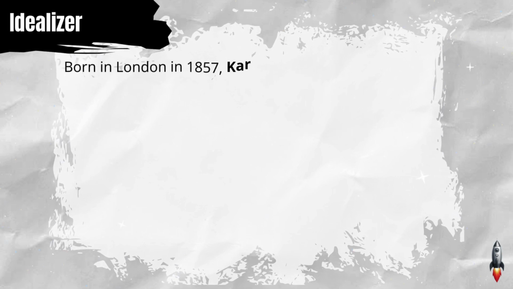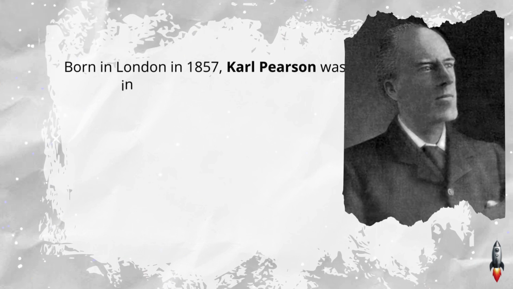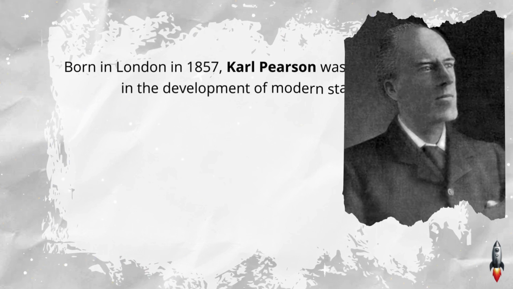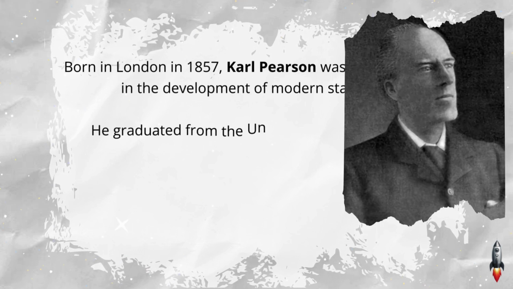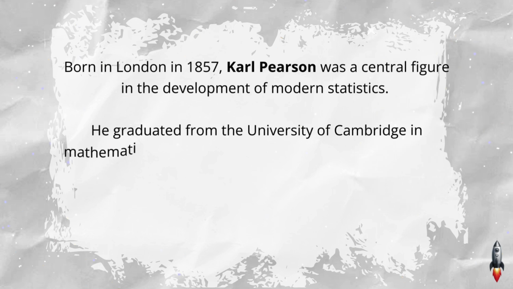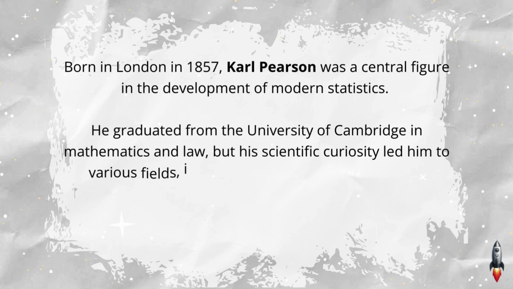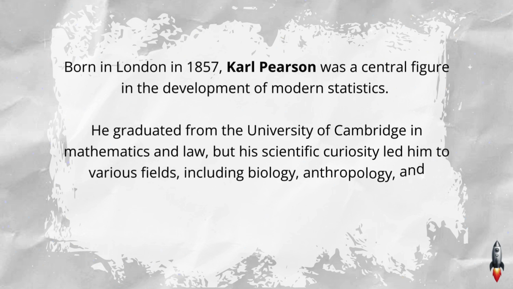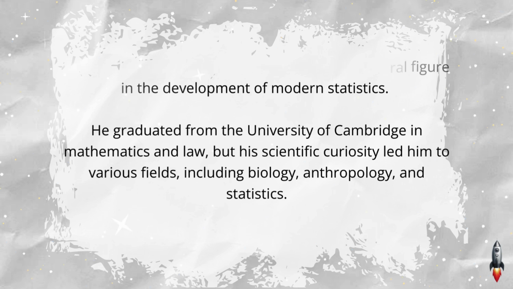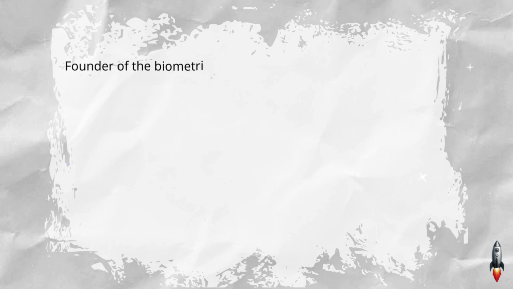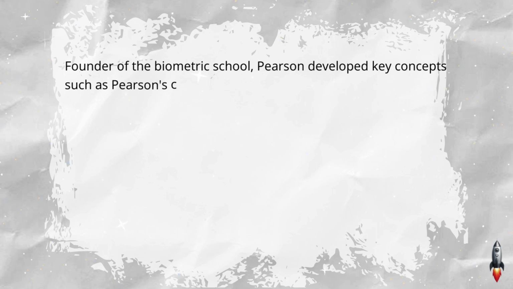Born in London in 1857, Karl Pearson was a central figure in the development of modern statistics. He graduated from the University of Cambridge in mathematics and law, but his scientific curiosity led him to various fields, including biology, anthropology, and statistics. Founder of the biometric school, Pearson developed key concepts such as Pearson's correlation coefficient, chi-squared tests, and regression methods.